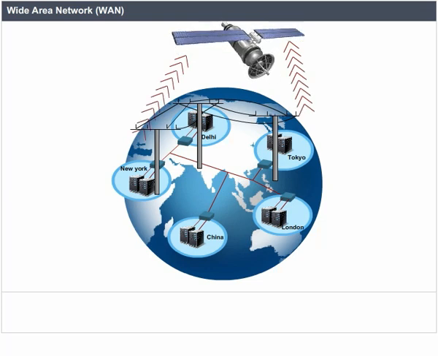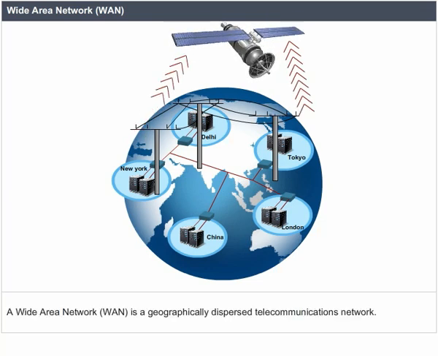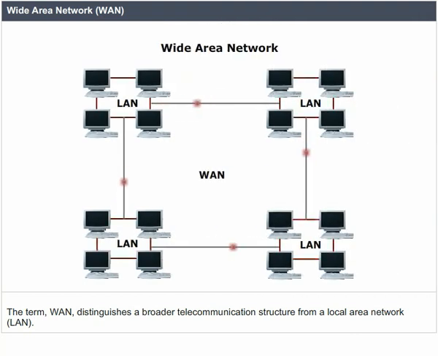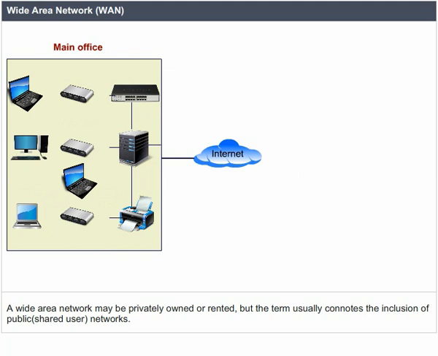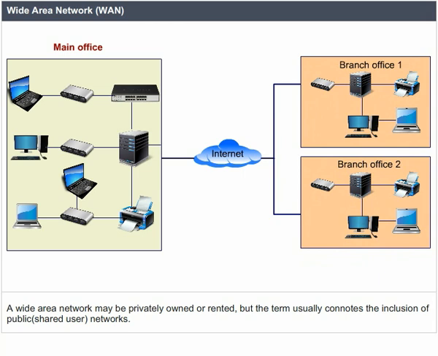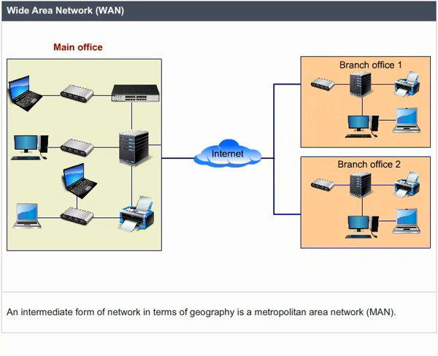Wide Area Network, WAN. A wide area network, WAN, is a geographically dispersed telecommunications network. The term WAN distinguishes a broader telecommunication structure from a local area network, LAN. A wide area network may be privately owned or rented, but the term usually connotes the inclusion of public shared user networks. An intermediate form of network in terms of geography is a metropolitan area network.